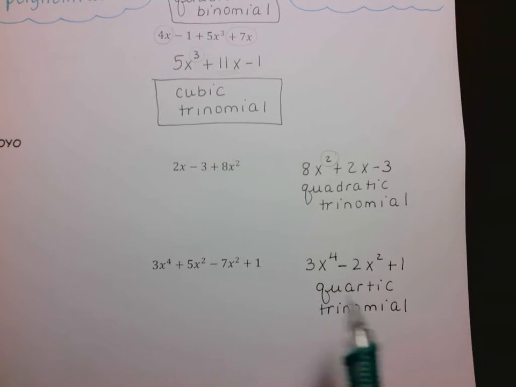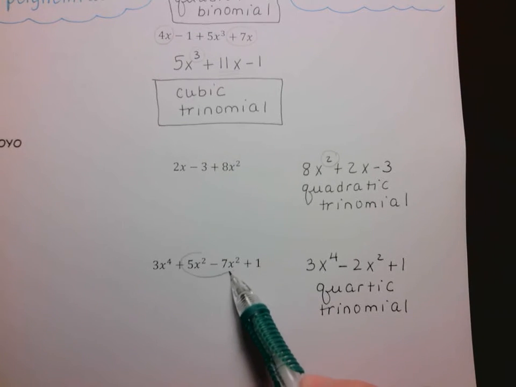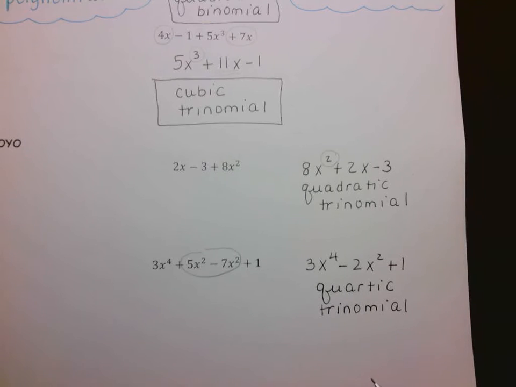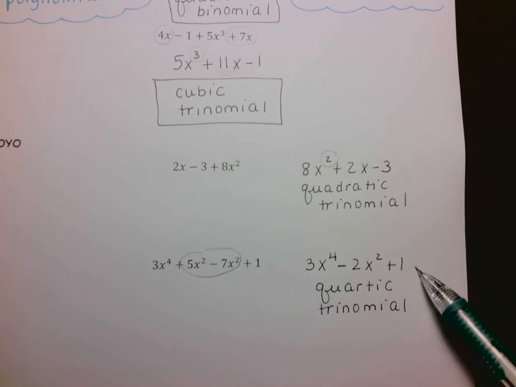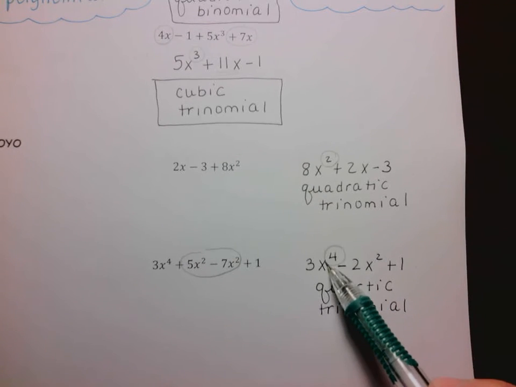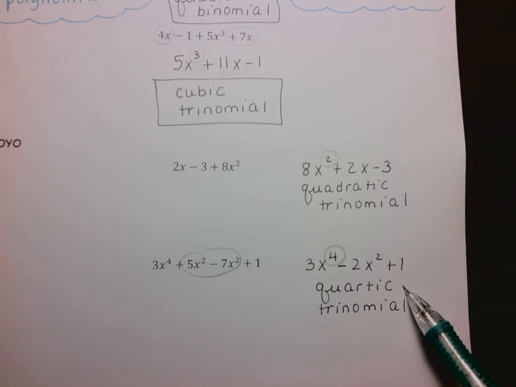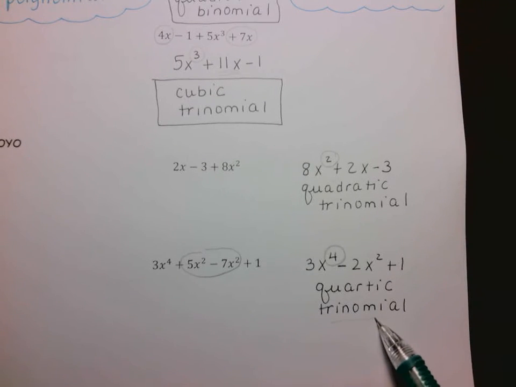And in this example, I have to combine my like terms, and then I put it in standard form, and I can see that this has a degree of 4. So on my naming system chart, a degree of 4 is a quartic, and this is a trinomial because it has 3 terms after I've combined all of my like terms.